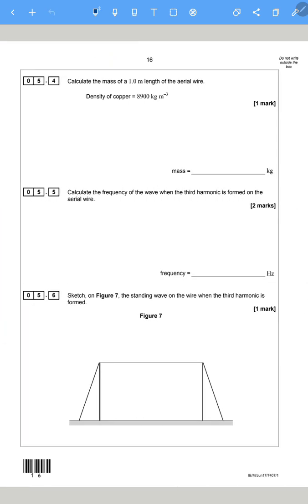Calculate the mass. So density equals mass over volume. So we're looking for the mass in kilograms. Calculate the mass of 1 meter length of the aerial wire. Okay then. Density equals mass over volume.